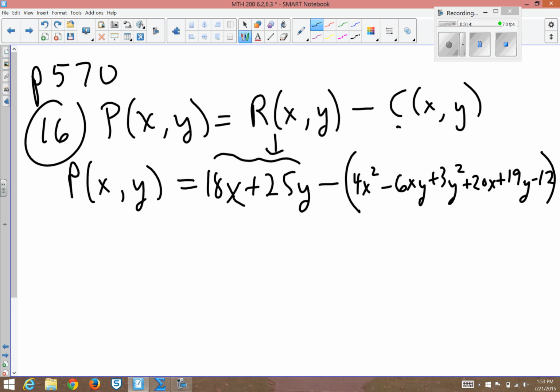Cost is all this. It's given. Revenue minus cost equals profit.